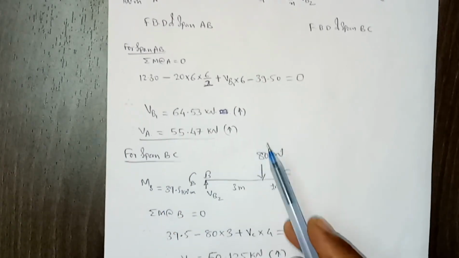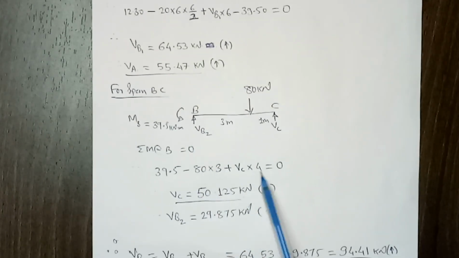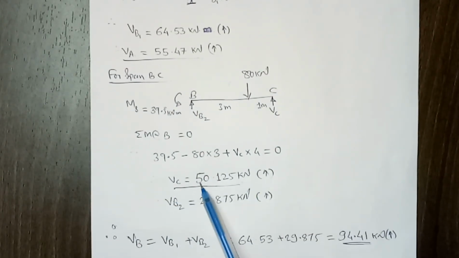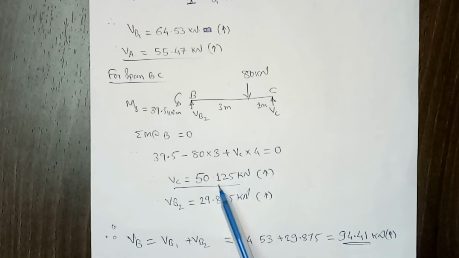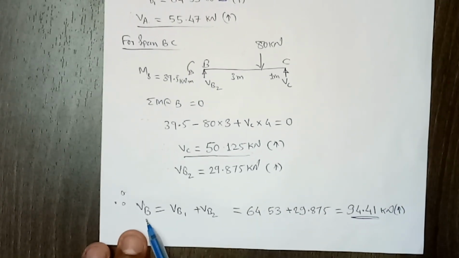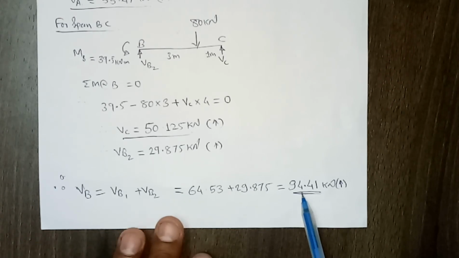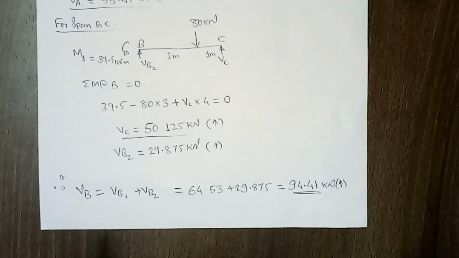Similarly for span BC, when we draw the free body diagram and take moments about point B, you can easily calculate VC, which is 50.125 kilonewton upward, and VB2 is 29.875 kilonewton upward. So the final vertical reaction at support B will be the addition of VB1 and VB2, which is 64.53 plus 29.875, and it comes out to be 94.41 kilonewton.